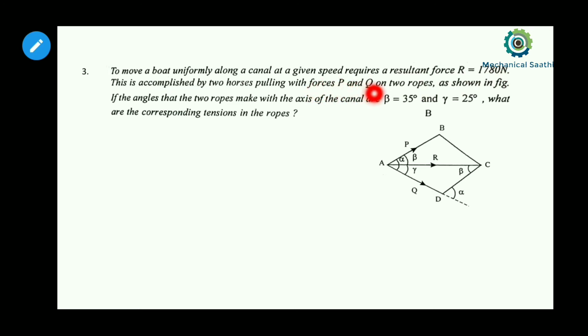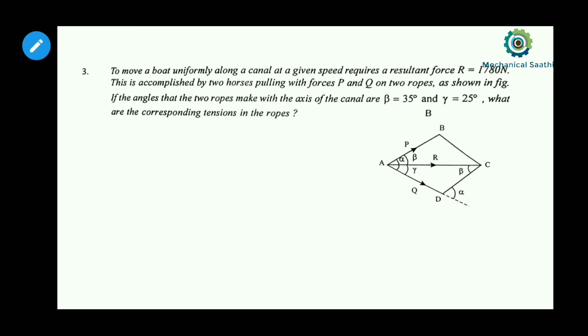Let us read. The angles that the two ropes make with the axis of the canal are given: beta is 35 degree and gamma is 25 degree. What are the corresponding tensions in the ropes? I was guessing right that in this question the resultant and these angles are given to us. We need to find the values of the two tensions in the two ropes, that means the two forces P and Q. So let us try to calculate that.